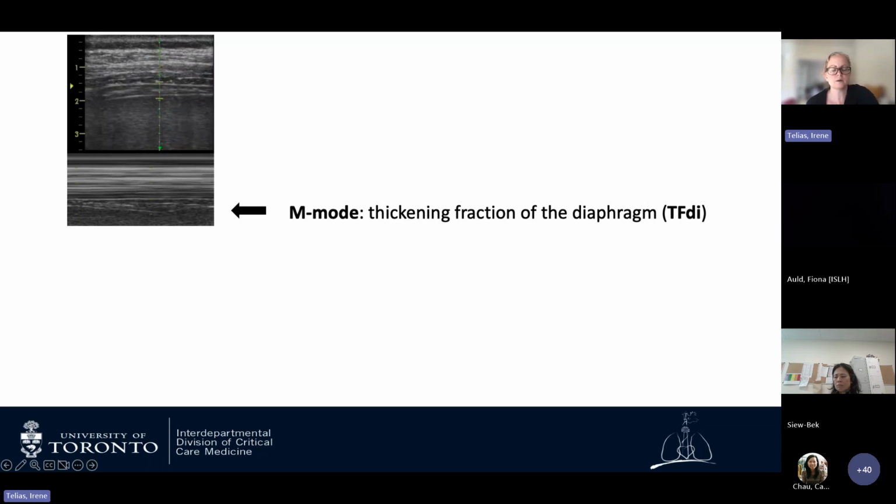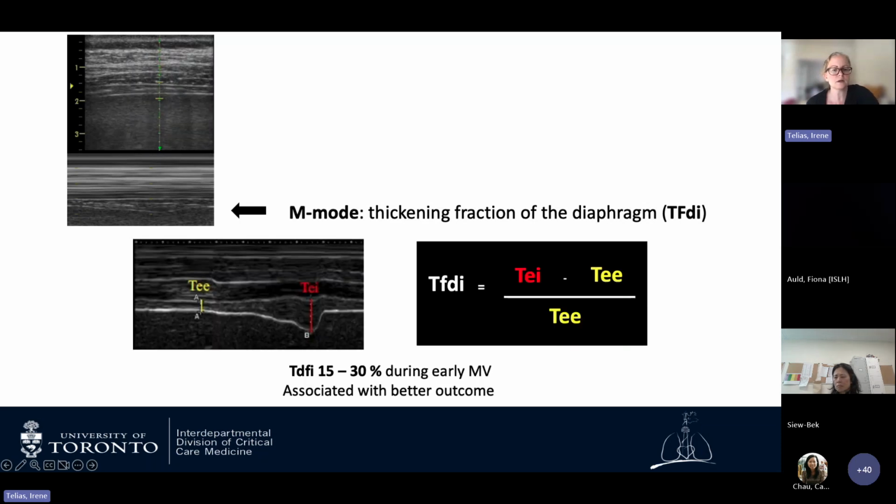Okay, so that's one point over time. And how do we calculate? We calculate something called the thickening fraction. So we have to freeze the image, and then we measure the thickness at end expiration, and then the thickness at end inspiration, and we take the ratio of the difference between the two and the baseline value. Normal values are around 30 to 50%, okay?